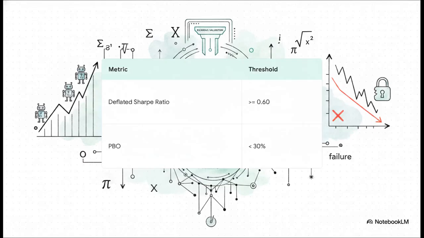The mathematical cutoffs required to survive this very first stage are unforgiving. To even advance, an algorithm must maintain a deflated Sharpe ratio of 0.60 or higher, and its probability of backtest overfit must be strictly under 30%. If it fails either of those, it's out, done, no exceptions whatsoever.